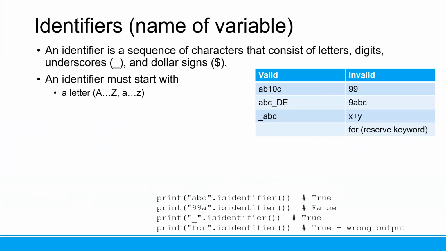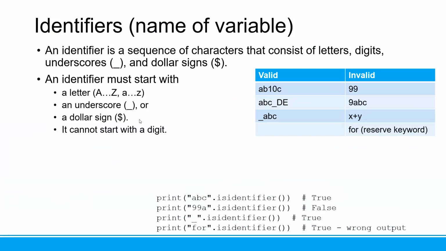The identifier must start with a letter. So it should start with A to Z, the big letter, or the small letter of A to Z. Or the identifier must start with the underscore or with the dollar sign. It cannot start with a digit. And an identifier cannot be a reserved word.